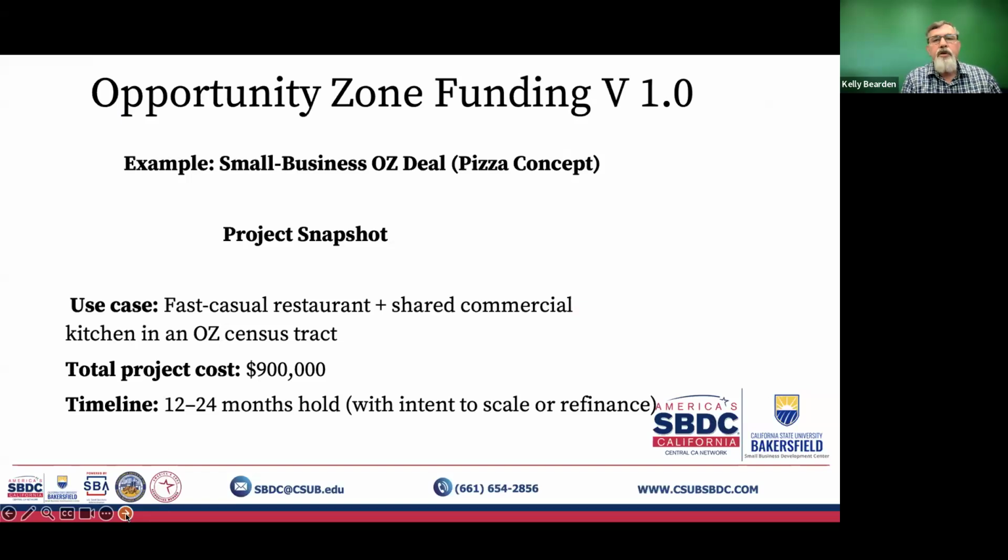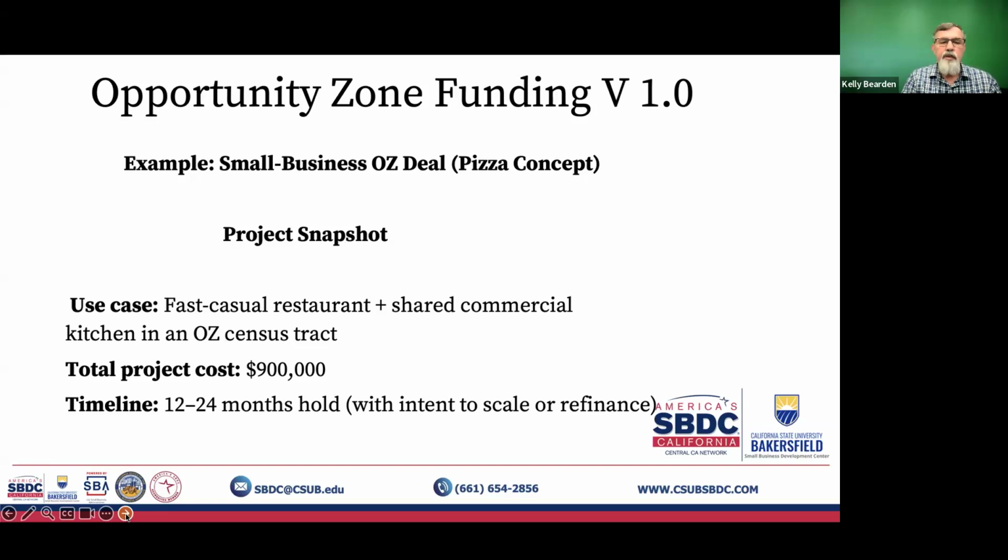So let's talk about opportunity zone funding with version 1.0. Today, we're going to be talking about 2.0. And we'll provide a case study here. Our case study is going to be a small business opportunity zone deal from version one. And this is a pizza concept. So it's a pizza type restaurant. In this particular scenario, we saw a pizza entrepreneur who was looking to expand and to acquire the real estate in this deal.